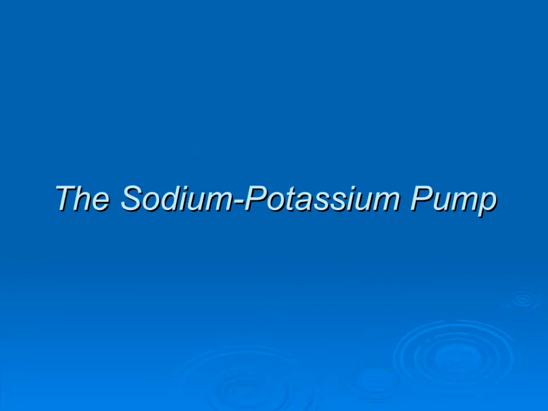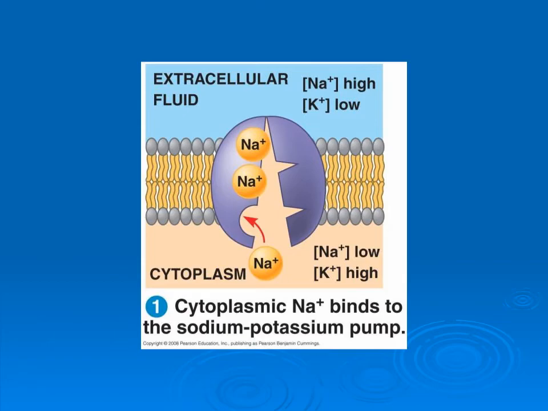The sodium-potassium pump is an example of active transport utilized by most eukaryotic cells. It is called a pump because it actively pumps substances across the plasma membrane. The sodium-potassium pump is a carrier protein. In its inactive conformation, it is open to the interior of the cell. 3 sodium ions in the cytoplasm of the cell are attracted to specific regions of the pump.